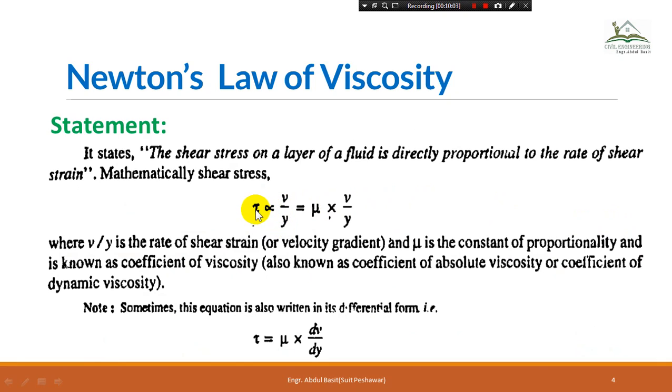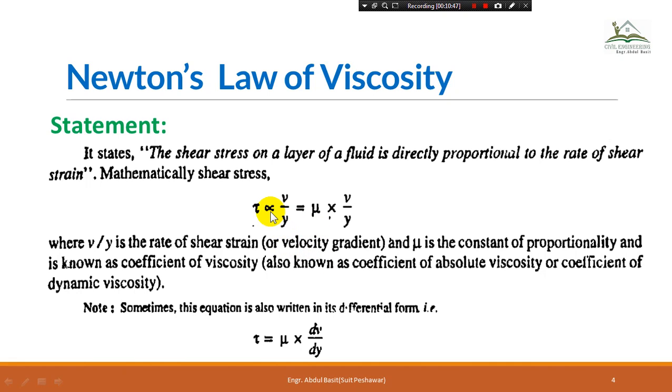So if velocity is more, then more shear force will be required. If you want more velocity of the liquid flowing, then you should provide more shear force. If the distance between the layers is more, then less shear force will be required, so it is inversely proportional. Any liquid that is less viscous has greater distances between these two layers of molecules.